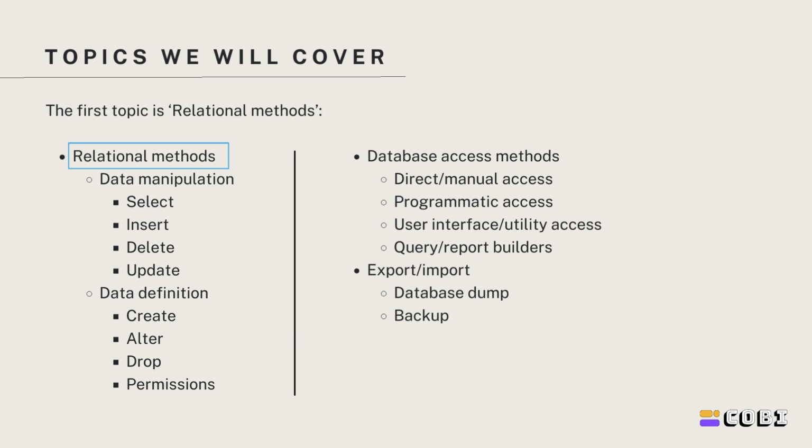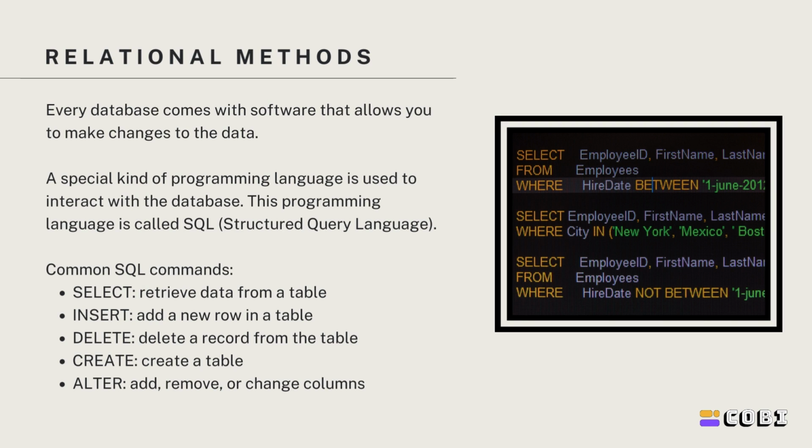First up, relational methods. Every database comes with software that allows you to make changes to the data. A special kind of programming language is used to interact with the database. This programming language is called SQL, Structured Query Language. Common SQL commands include select, which allows you to retrieve data from a table, insert, which allows you to add a new row in a table, delete, which lets you delete a record from the table, create, which lets you create a table, and alter, which allows you to add, remove, or change columns.